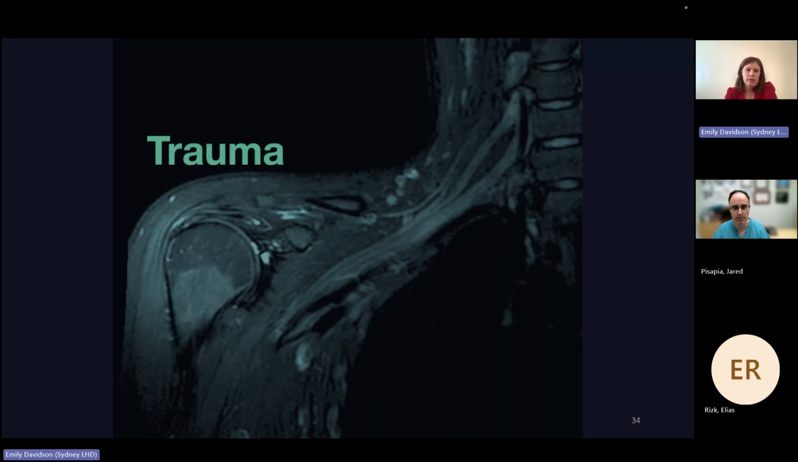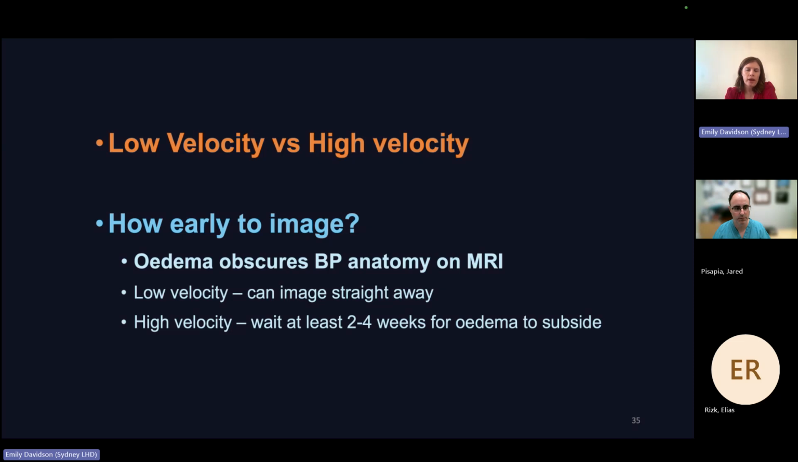So moving on to some trauma cases. I always get asked, when can I image this trauma case? And the question I give to people is, well, is it a high velocity or low velocity mechanism? Because that's really going to help to determine when you can image. And if it's a high velocity and you've got a lot of edema in the area that you're imaging, it's going to essentially obscure your assessment of the brachial plexus on MRI. Because remember, nerve pathology is edematous, and then if you've got lots of swelling and blood and fractures and injury to vessels, etc., then you really can't see much.